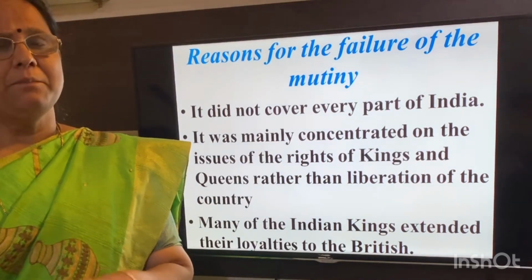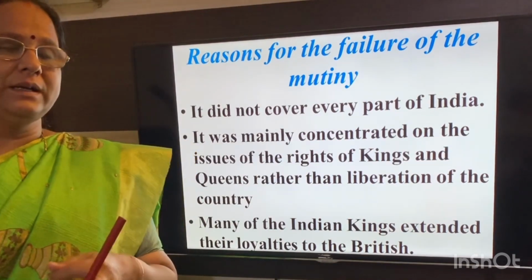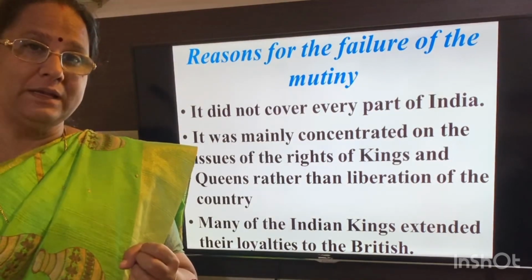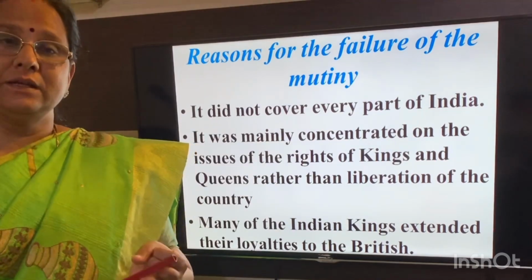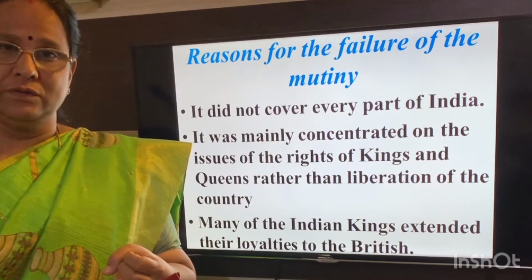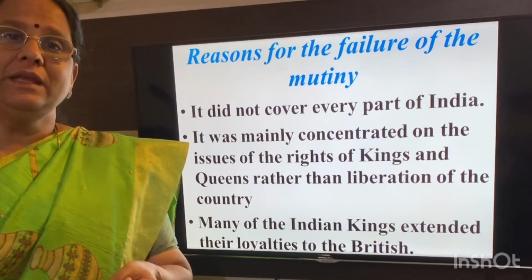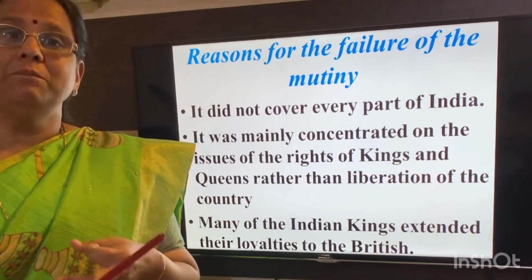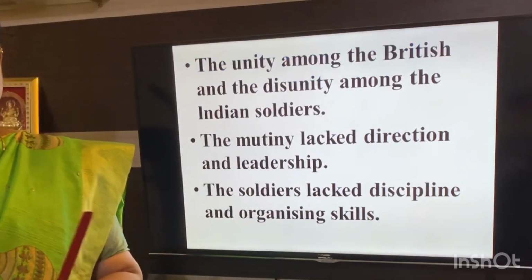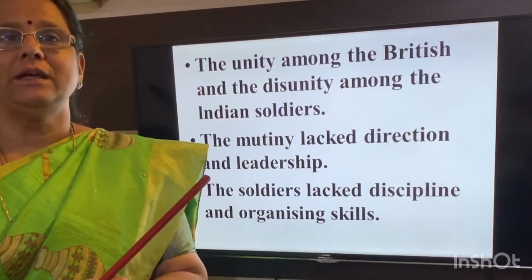And the last one, many Indians were loyal to British. So 3 points we learned about the reasons for the failure. First one, entire country did not take part in the revolt of 1857. The kings and the queens concentrated only on their issues, not the liberation of the country. Next one, many Indians supported British. So these are the 3 points. Then the next we can see that there was no unity among the Indians.